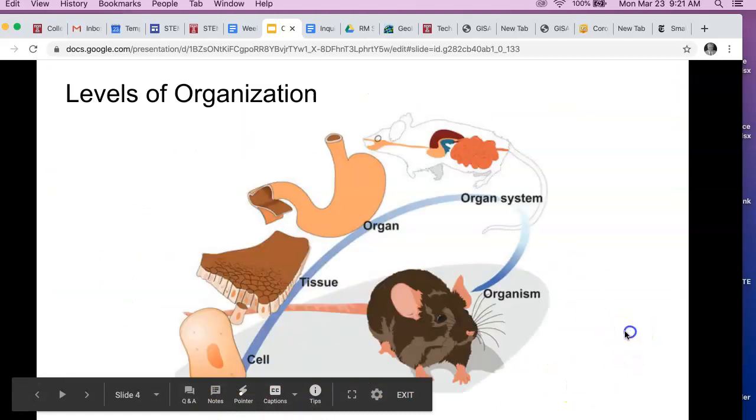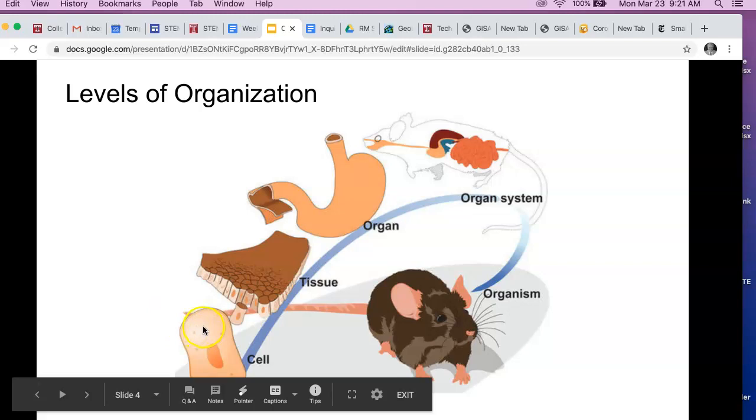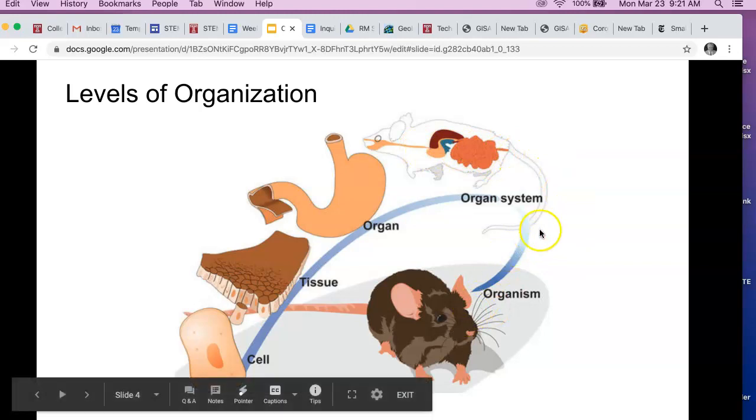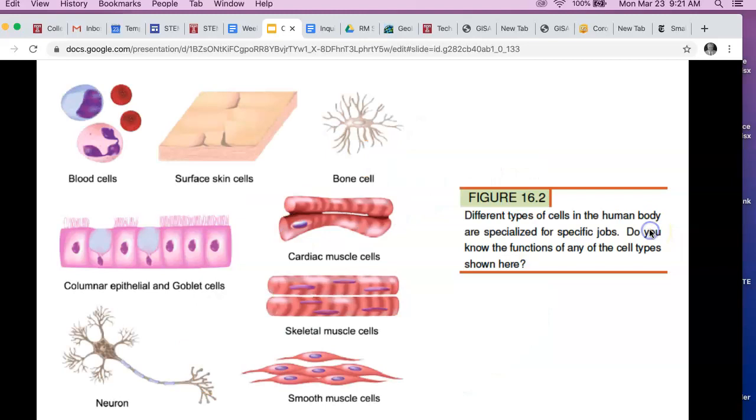The organization, 16.1. This is a picture that's probably familiar to a lot of you. Many living animals are composed of cells of the same type, composed into tissue. Different types of tissue that perform the same function is called an organ. String those organs together, in this one the digestive organs of this mouse, and we have an organ system, and then you have the organism itself.